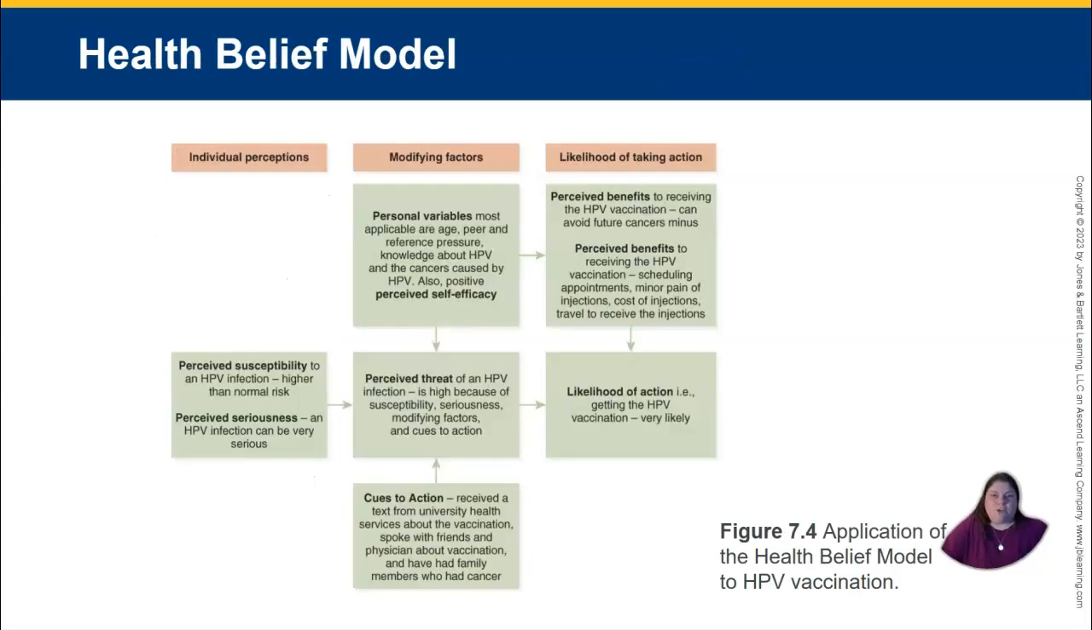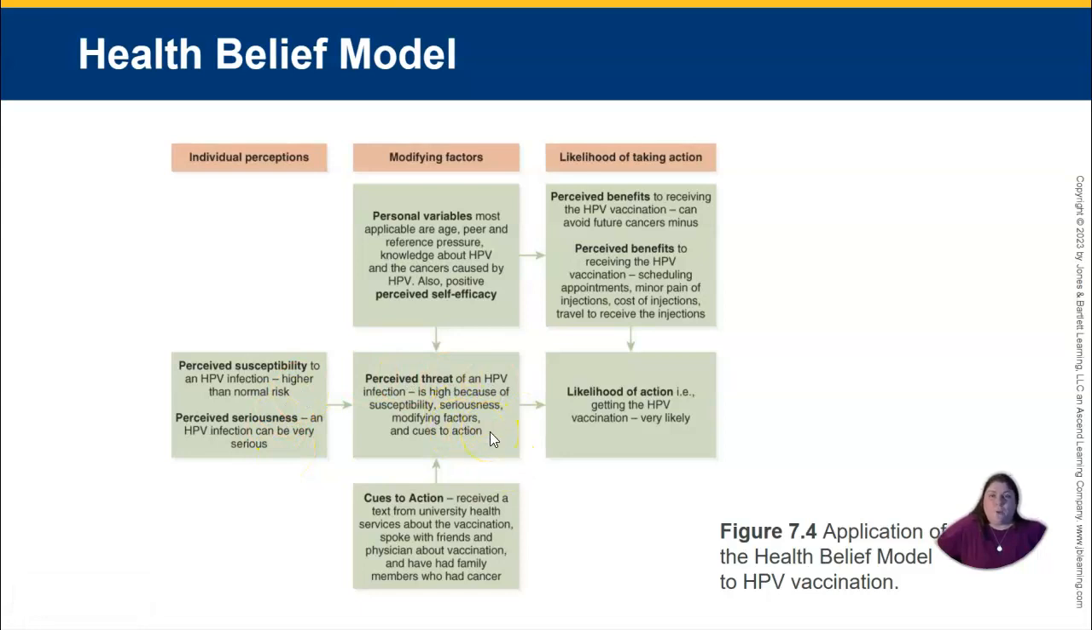This is figure 7.4 out of the text, and it looks at individual perceptions related to the health belief model and whether or not someone is perceived to have susceptibility towards a medical condition. In this case, it's HPV. And then they also need to determine or have a perception of how serious that is. So you might recognize, yes, I am susceptible to HPV because I'm sexually active. However, is it that serious? So someone would have to recognize they are at risk and it is a health condition that is of concern.